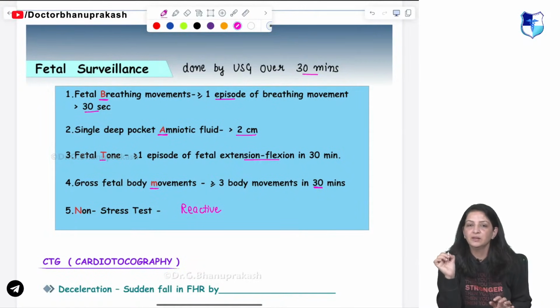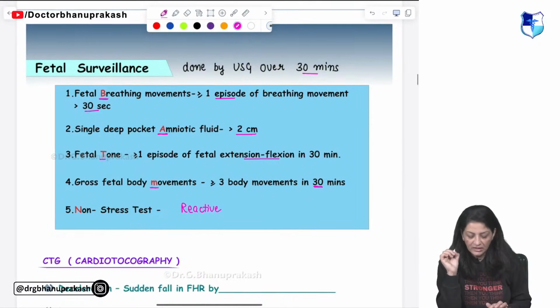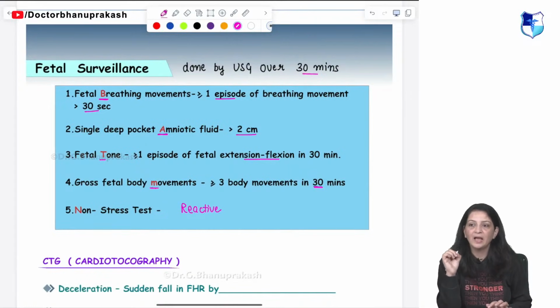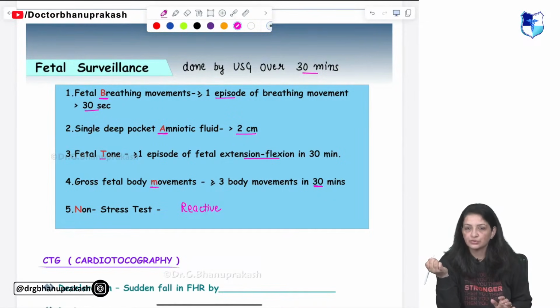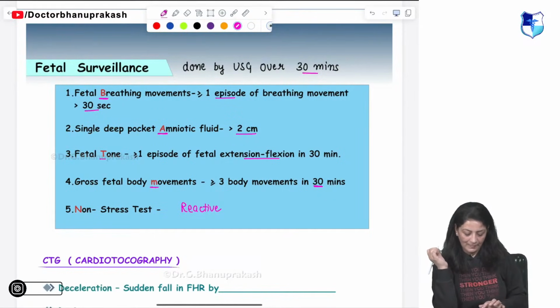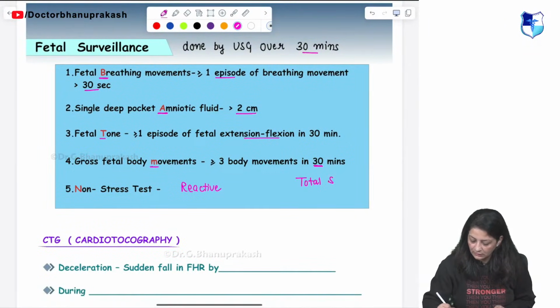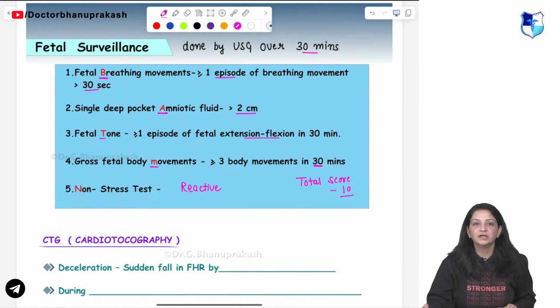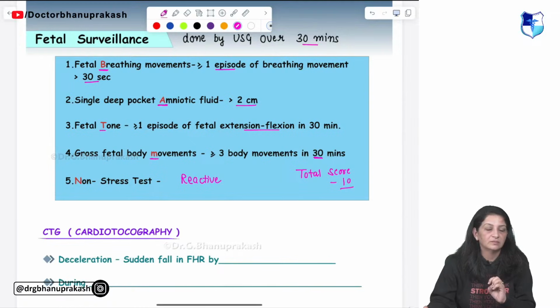Just remember the mnemonic BATMAN. B stands for breathing, A stands for amniotic fluid, T means fetal tone, M means movements, N means non-stress test. It should be reactive. So total scoring is out of 10. NST is done after 32 weeks, because after 32 weeks there is functioning of the autonomic nervous system of the baby.